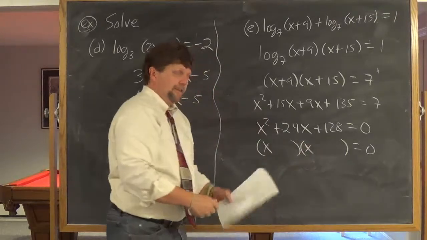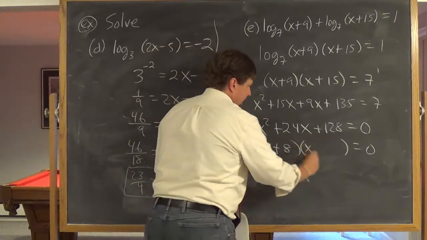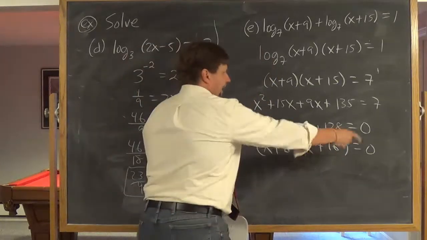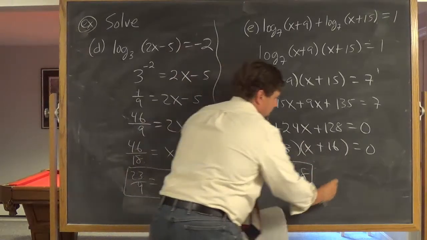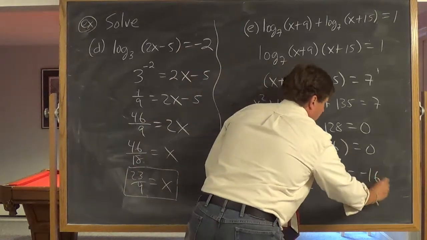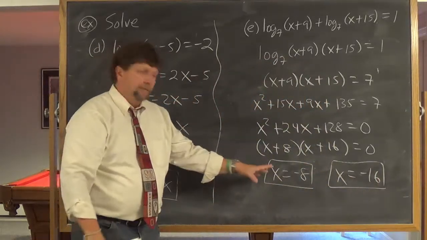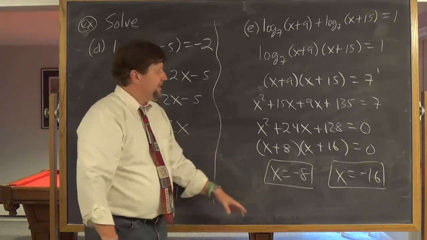I'm not going to list all the factors of 128, but this factors to x plus 8 times x plus 16. Set each factor equal to 0 and solve. We get x is negative 8 and x is negative 16. Remember, check them. You don't want to have a bogus, an extraneous solution listed.